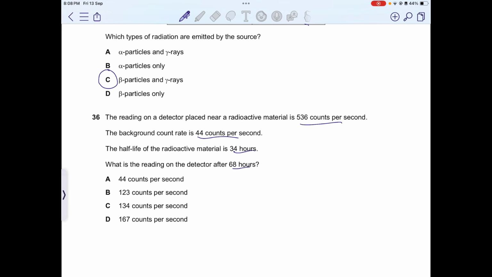Now in these types of questions, the 536 involves the background. So for calculations, you deduct it. 536 minus 44 gives you 492. So 492 is for the material itself.